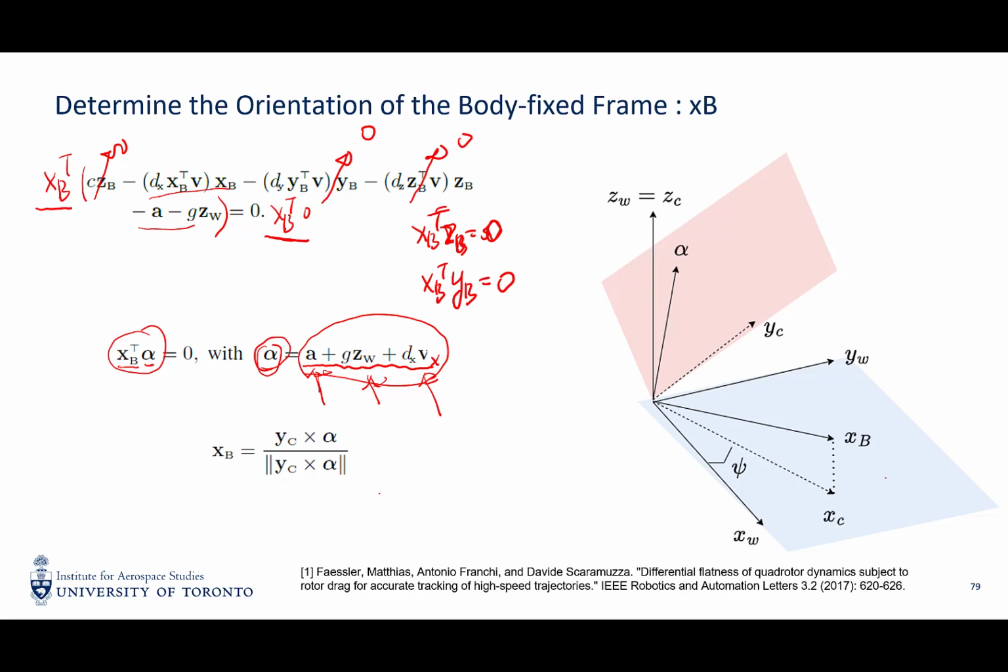So previously, we said that the xb is from xc, but it rotates around the yc axis. So xb should also be perpendicular to yc. And now, from this equation, we say that xb is also perpendicular to alpha. Then in this case, since we have two perpendicular components, how about we just do a cross product to get the actual direction of xb?